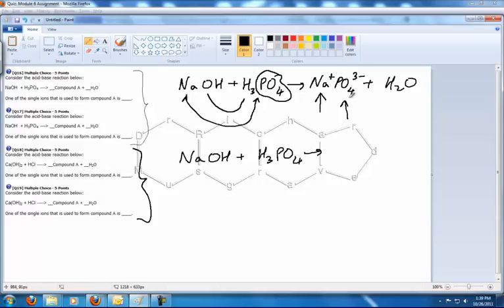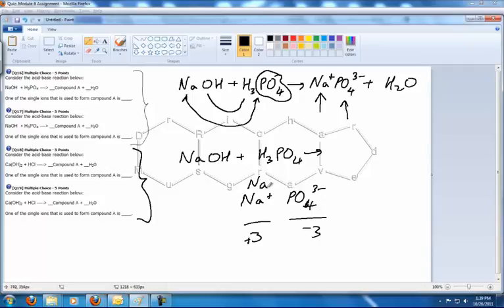Now I've got to ask this question. If I've got Na plus and PO4 3 minus, how am I going to combine them together in order to get a neutral compound? Alright, so here's what I do. I've got Na plus, I've got PO4 3 minus. If I look at my total negative charge, you can see I've got a negative 3 charge. I know I'm going to need a positive 3 charge over here, so the question becomes, how many of these am I going to need to balance that out?